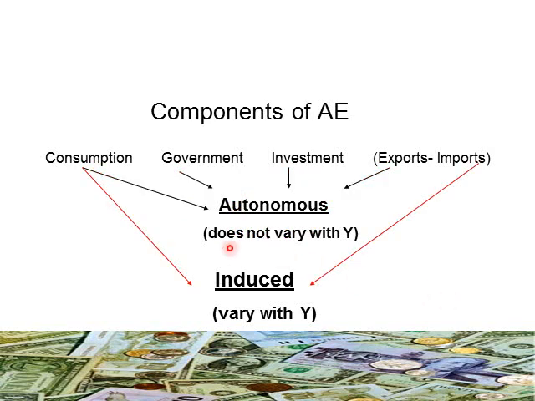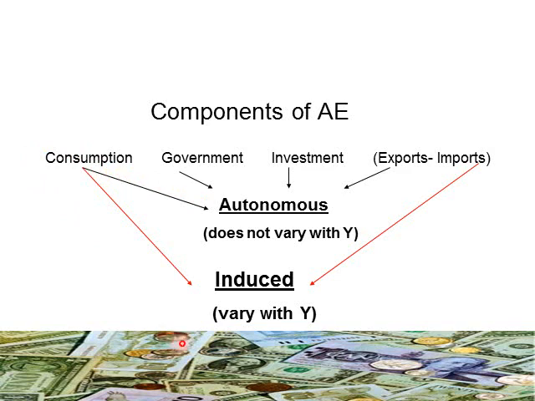Now, for the income-induced component, you must have income or higher income before these components can take place. Now imports: you need to have income before you pay other people for their imports, right? Or you must have a higher income before you can import more, all right? Because you're going to pay those guys. Now, consumption is a very special component because it is both autonomous and income-induced.